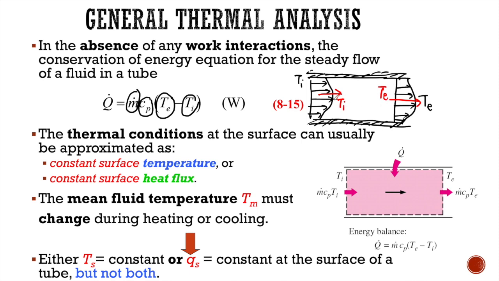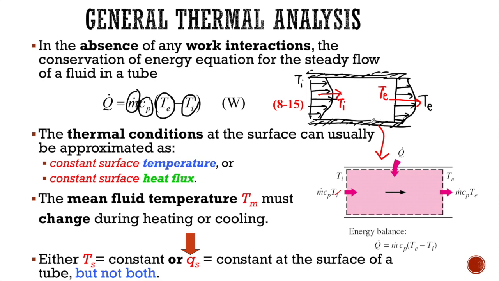So Ti represents the mean temperature at the inlet, and Te is the mean temperature at the exit or outlet of the system. If we compare with this system, we can see that this is the point where we calculate the T inlet, and this is the point where we get the value of the T exit. This is the same as what I drew here: Ti is the mean temperature at inlet and Te is the mean temperature at exit.